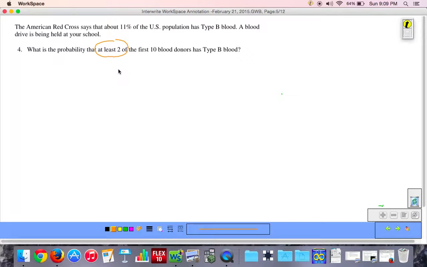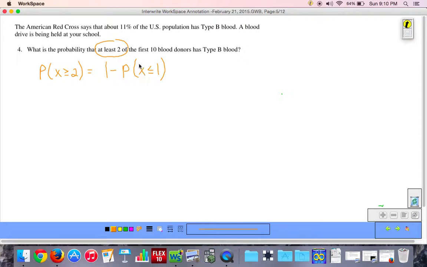So here we go. Again, this is a binomial model. So we would write this as the probability of x is greater than or equal to 2, at least 2, can also be equal to 1 minus the probability that x is less than or equal to 1. So that means either 1 donor or no donors have type B blood.